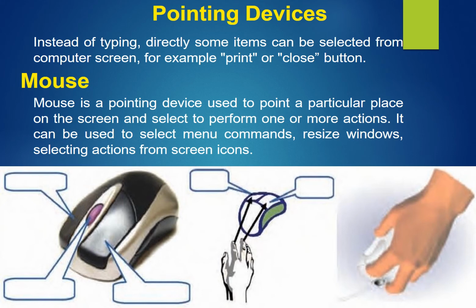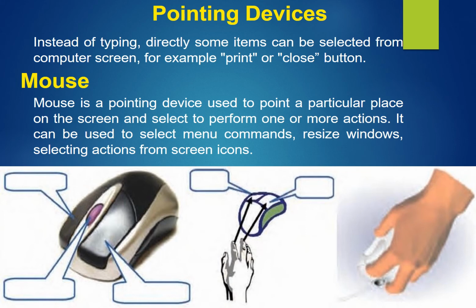Mouse is a pointing device used to point a particular place on the screen and select to perform one or more actions. It can be used to select menu commands, resizing windows, selecting actions from screen icons. A mouse comprises of three parts, namely the buttons, the handling area, and the rolling object. By default, the mouse is configured to work for the right hand. The left-handed persons can change the settings as per the needs.